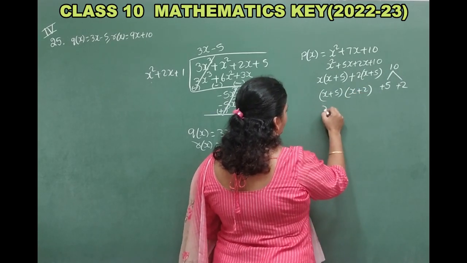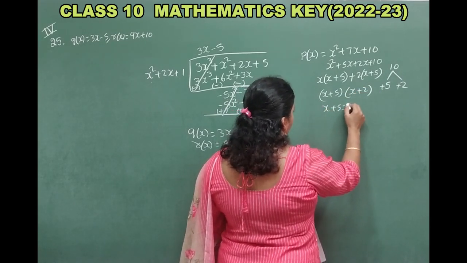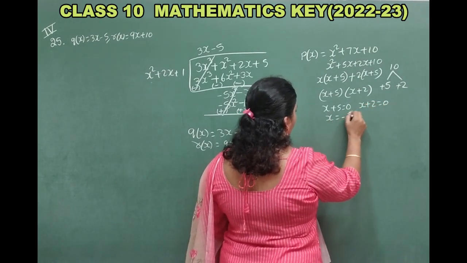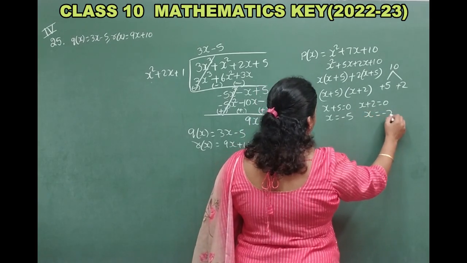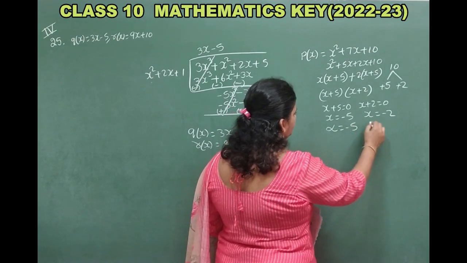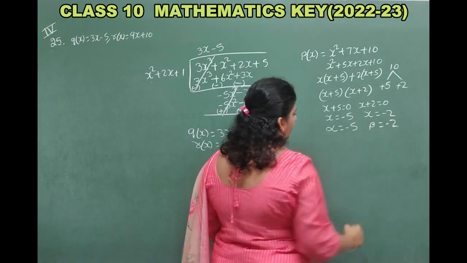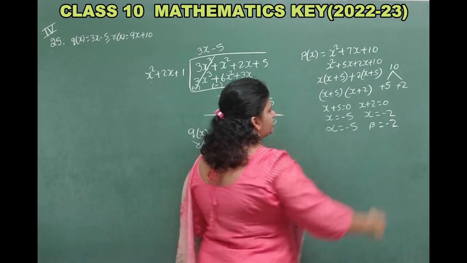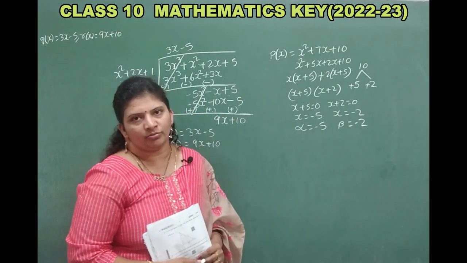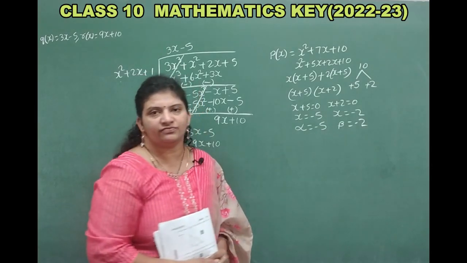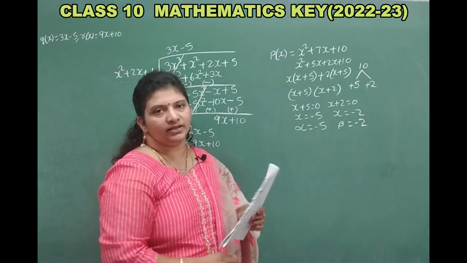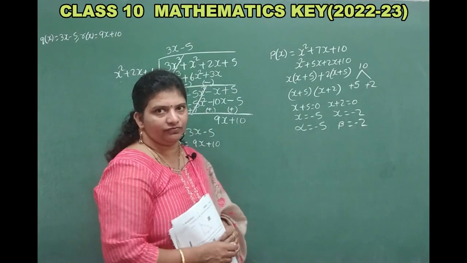Now equate with 0 to get zeros. That is, x is equal to minus 5 and x is equal to minus 2. Let the zeros be alpha and beta. Alpha is minus 5, beta is minus 2. Therefore, the two zeros of the given polynomial are alpha is equal to minus 5, beta is equal to minus 2. Now, we need to verify the relationship between zeros and coefficients.